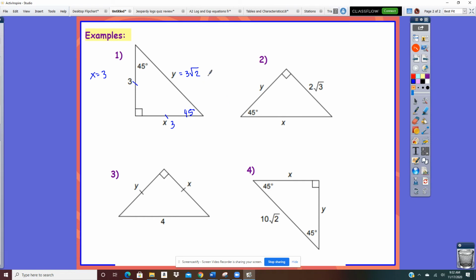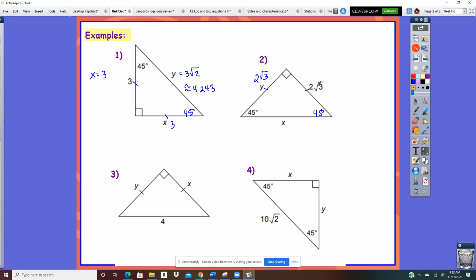If you want an approximation for that, you would just put that in your calculator, and let's do 3 decimal points. So that value is going to be 4.243 as the decimal approximation. Okay, let's move on to example number 2. Again, here's your 45 degrees. That's my other 45 degrees. That means these are my two congruent legs. So y is automatically going to be the same as that. So y is going to equal 2 square root 3.